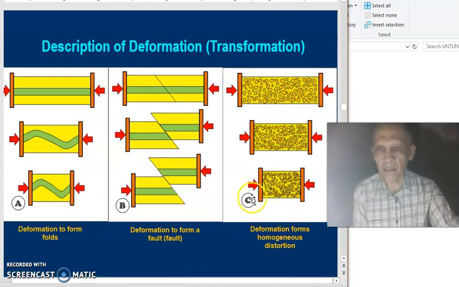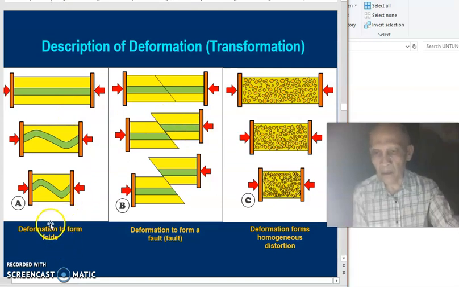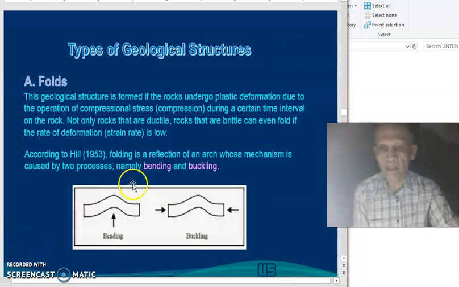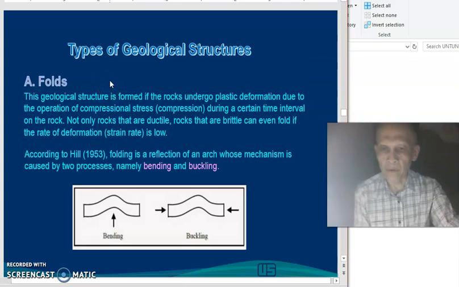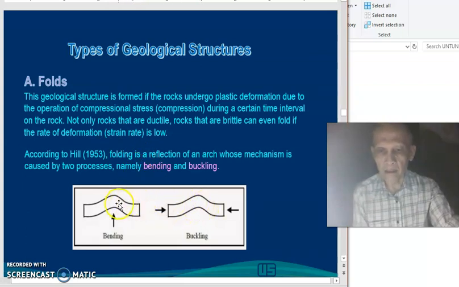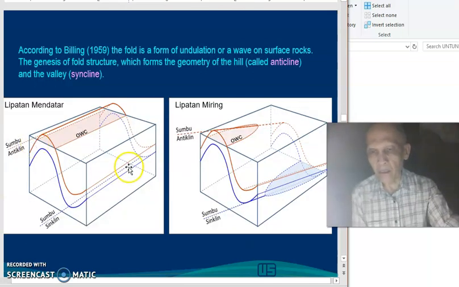Also using this diagram, we can see the formation of faults and other structural geology. This is the formation of a fault because of deformation. Geological structures can be described. The first one is about folds here. A fold can be caused by bending, also buckling. Here we can see the diagram showing how a fold can be formed. In general, folds consist of anticline and syncline, showing the axis and so on.